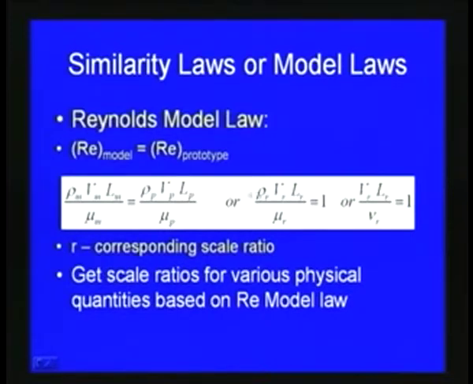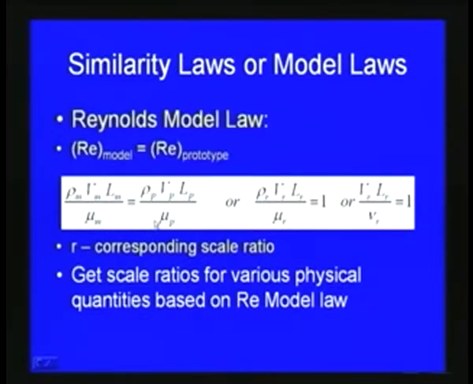Now, if you consider the ratio between the model parameters and the prototype parameters, we can write rho m by rho p as rho r, Vm by Vp as V r, Lm by Lp as L r, and mu m by mu p as mu r. So we can write this correspondingly as rho r V r L r by mu r, and this should be equal to 1. Now, if instead of the coefficient of dynamic viscosity you consider the kinematic viscosity, we can write this as V r L r by nu r, that is equal to 1.